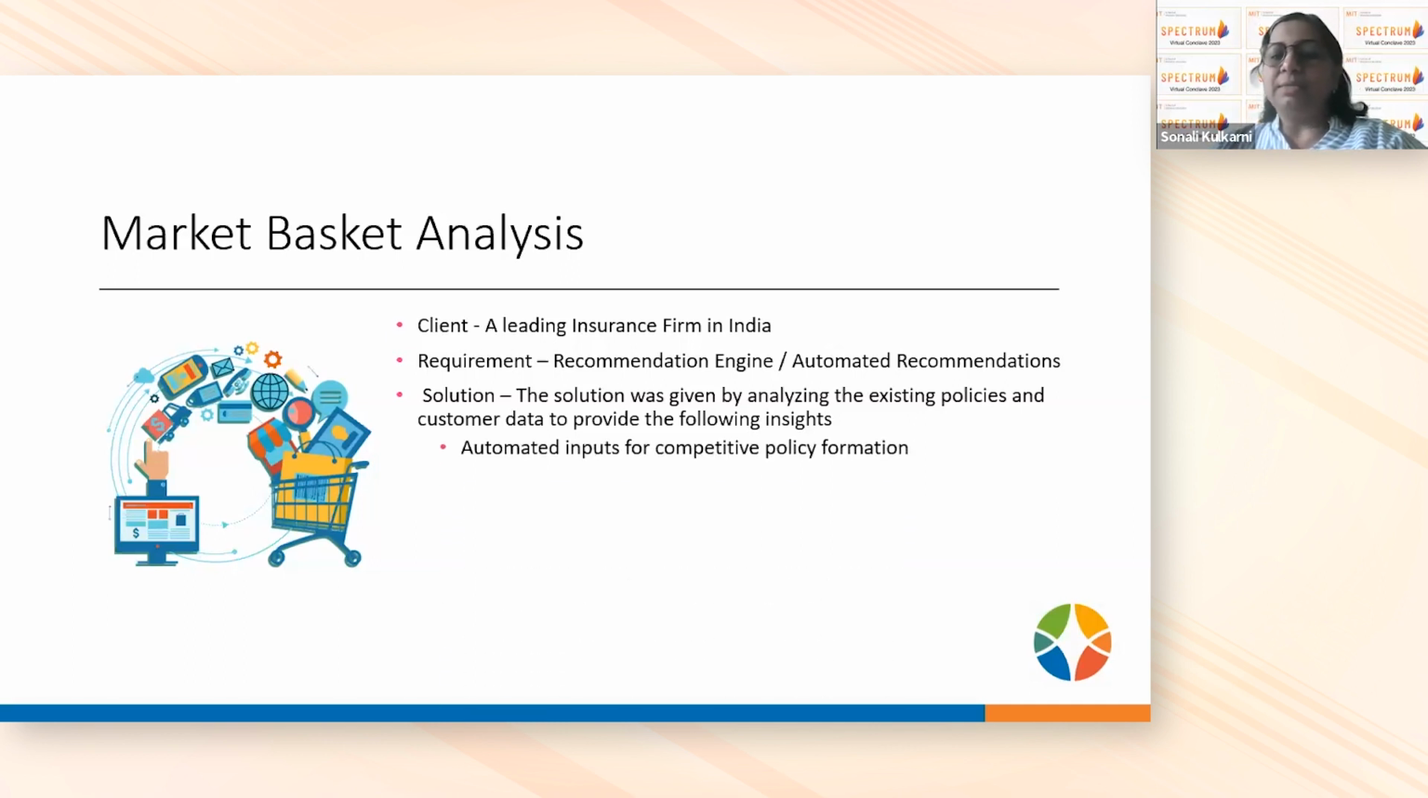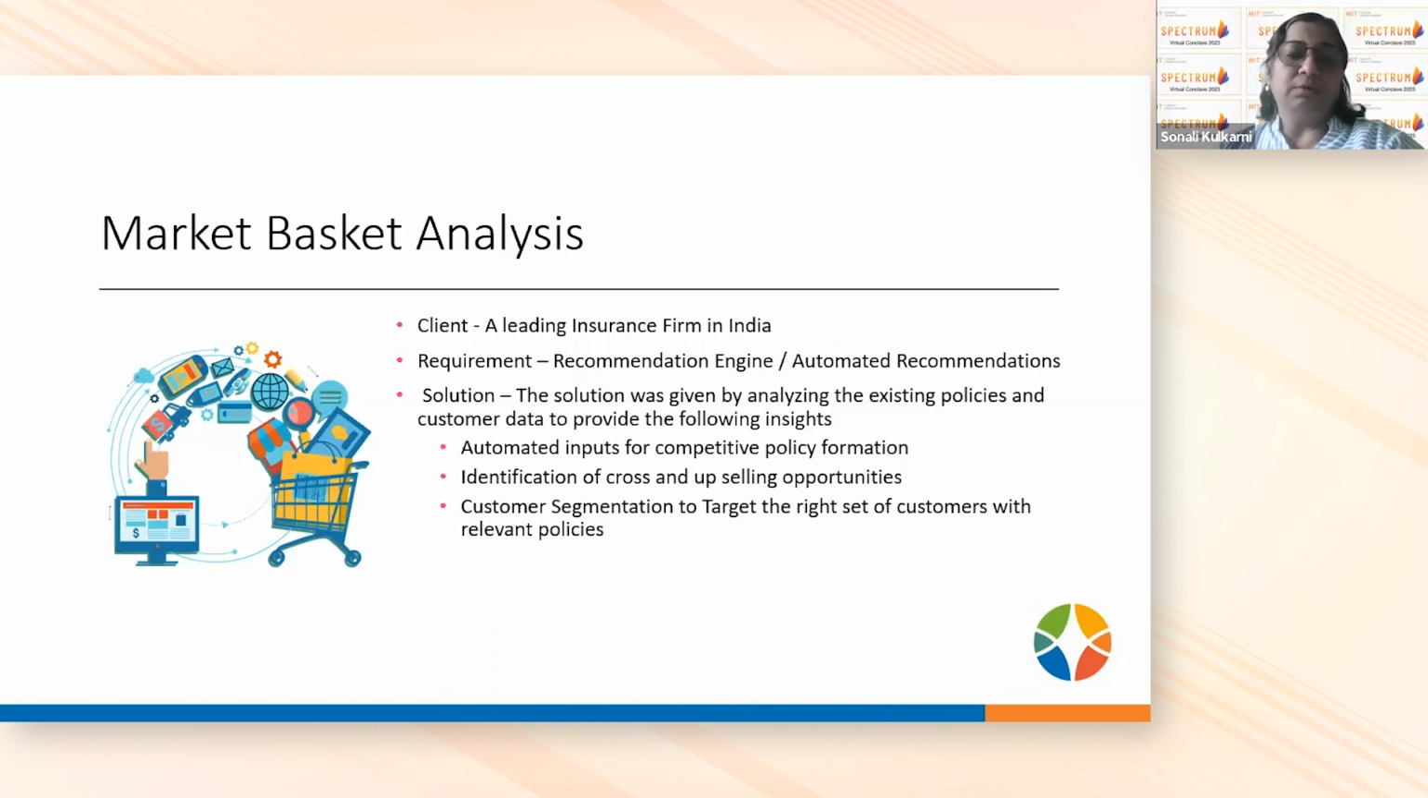The solution was given by analyzing the existing policies and the customer data, and providing insights and automated inputs for competitive policy information. So one policy versus the other, what are the competitive benefits of both policies? And identification of cross-selling and upselling. As I said, selling policies to a group of families wherein the family size is different and the age of family members is different. How do we make a package or a bundle of policies to cater to the needs of a family altogether rather than one single person? So that was a very good recommendation engine, and we got a huge response to that engine, as has been informed to us by our client.